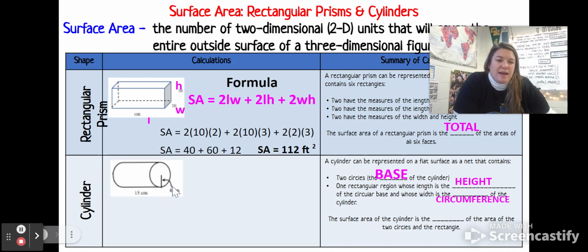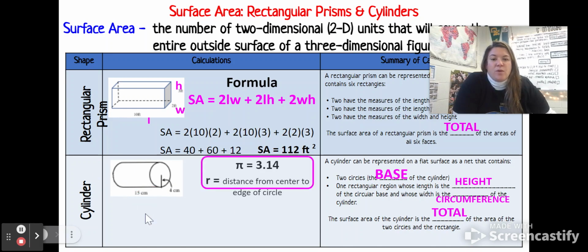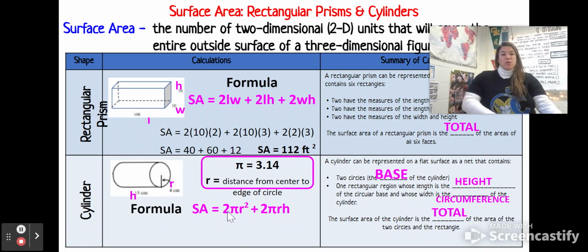I'll have a figure with a net that kind of shows this a little bit better. So we're adding up those 3 parts. That's the total of the surface area of this circle, of that circle in the middle. So our formula is 2 pi r squared. That's for the 2 circles. So this is the area of the 1 circle is pi r squared, but there's 2 of them. So we do times 2.